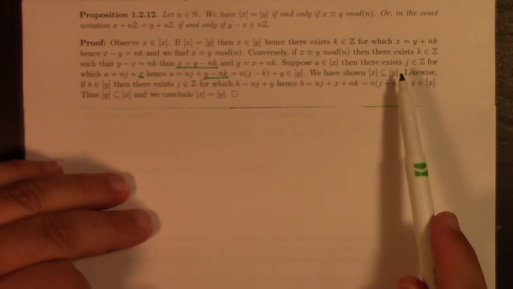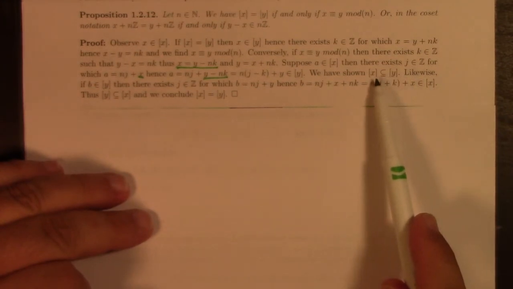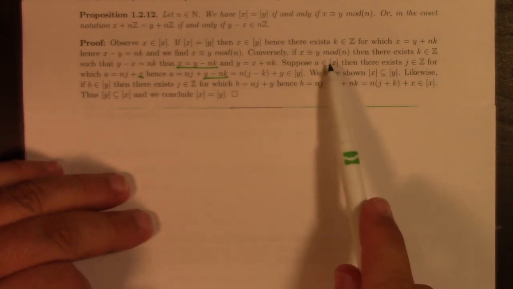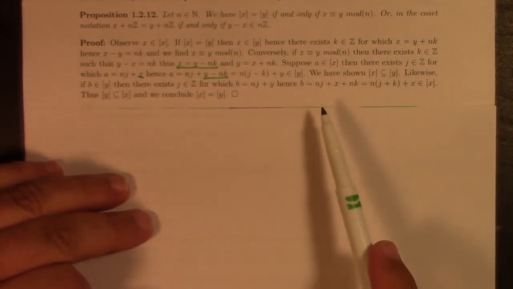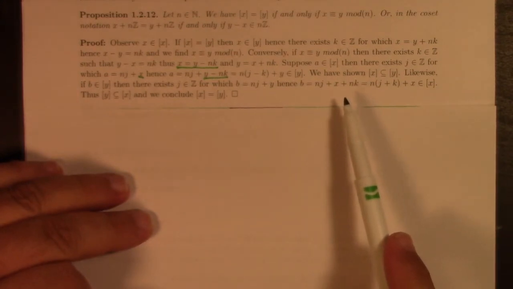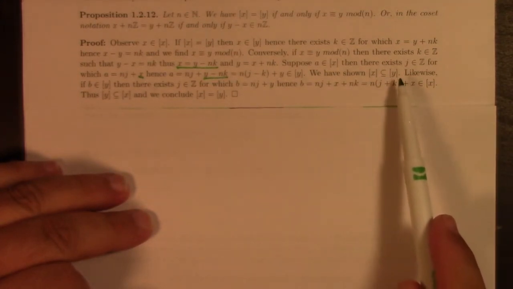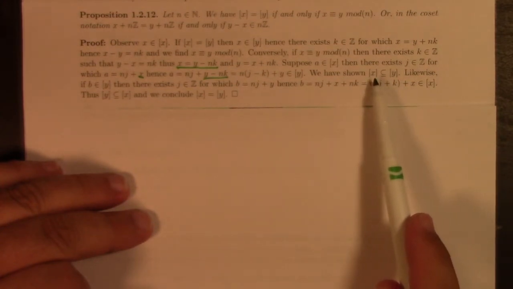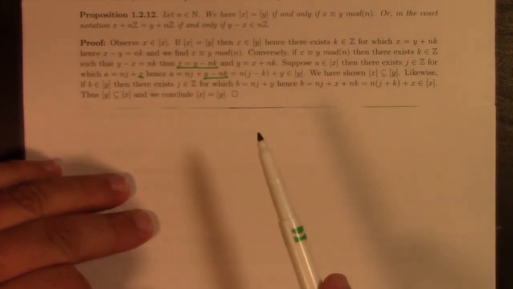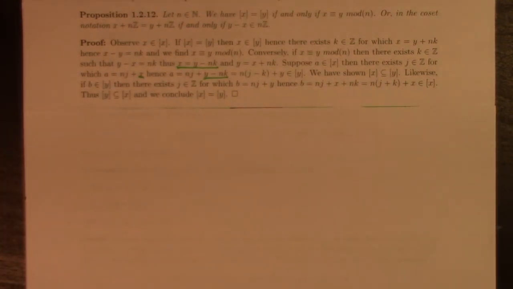I'm getting very tired of saying equivalence class. But anyway, that is a subset of that, because I just picked an arbitrary element in here and I showed it was also an element of the alleged superset. And you can make the same argument in the opposite direction to get that y is a subset of x, the equivalence class represented by x, which then of course shows that the equivalence classes are equal, which is what we wanted to do.